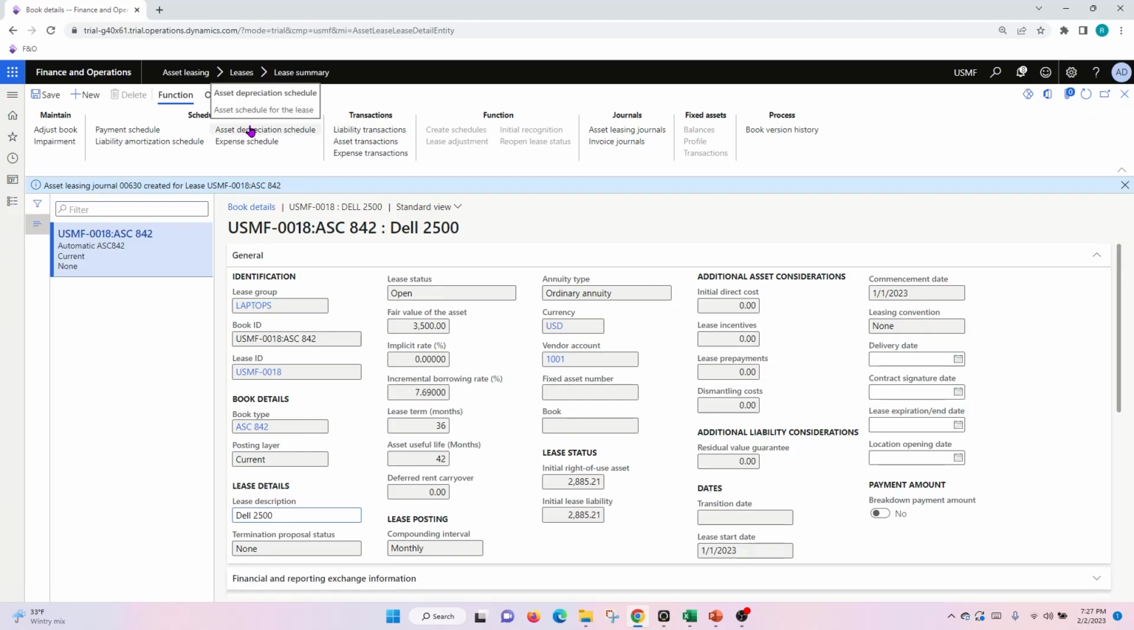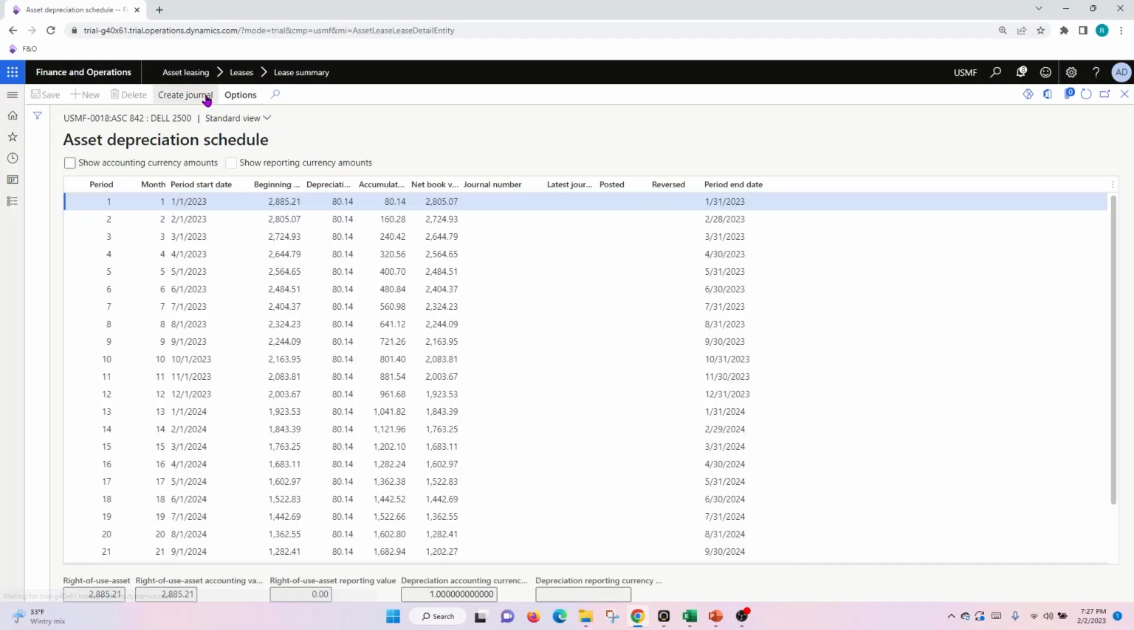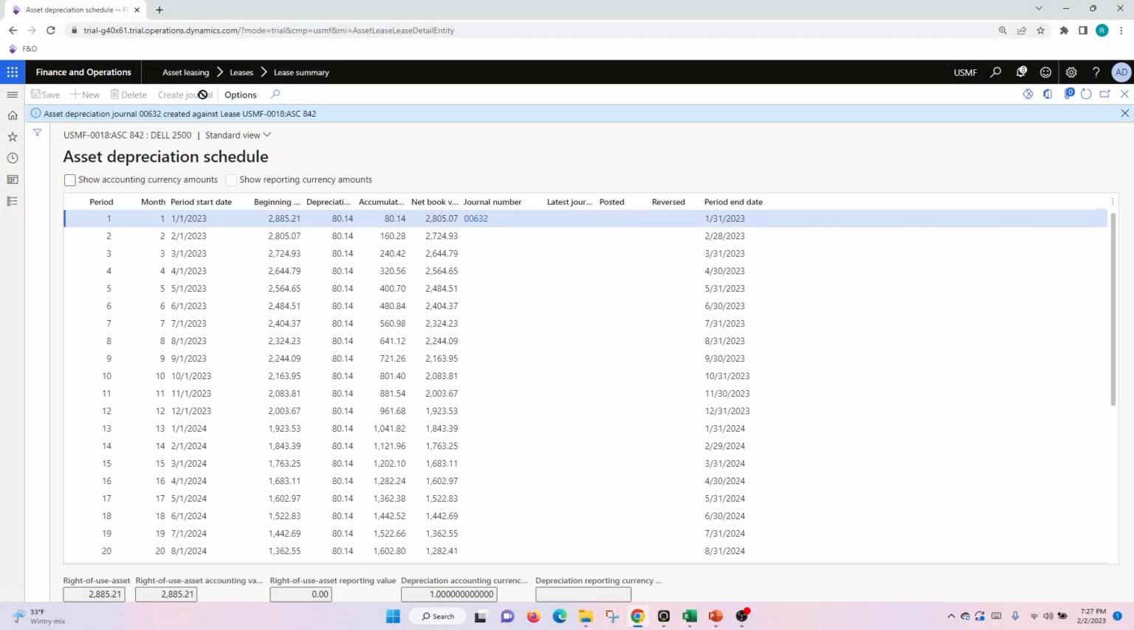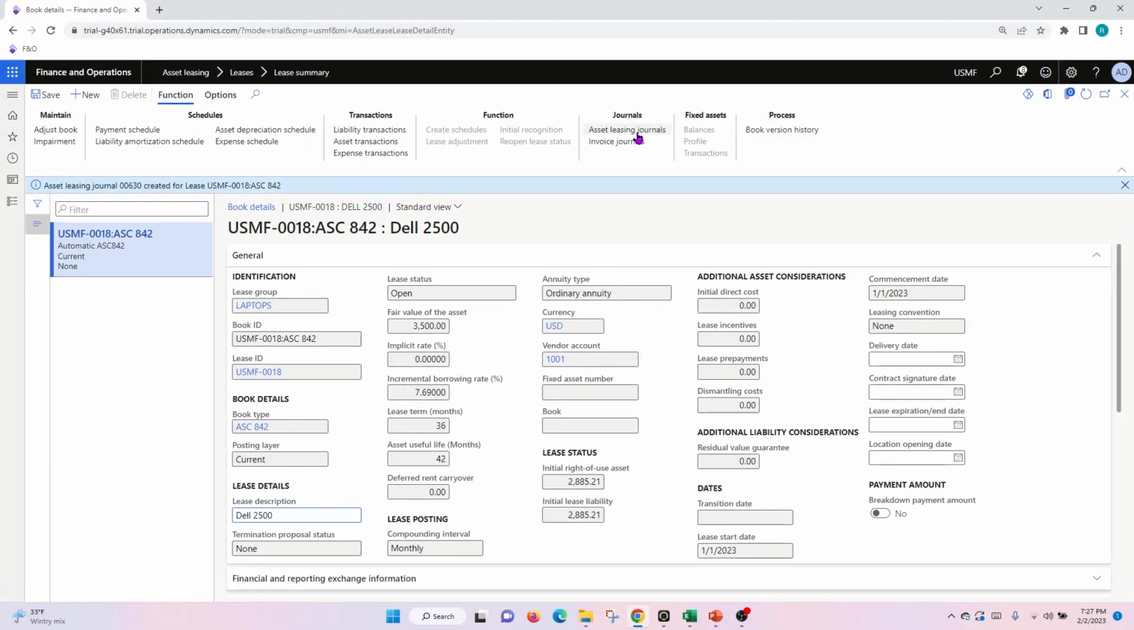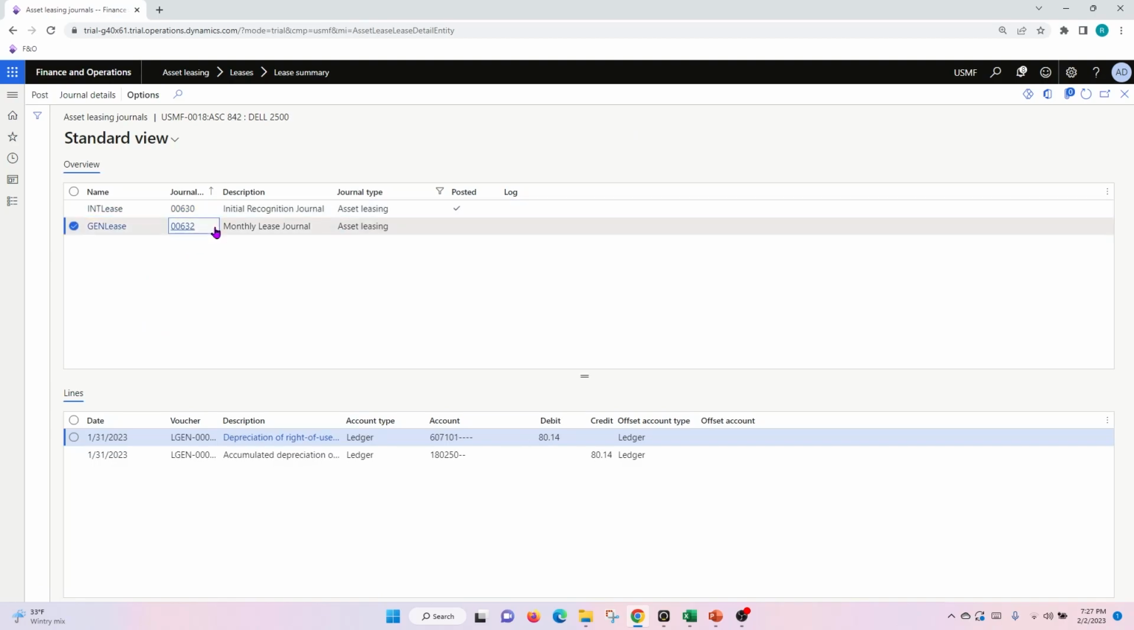The next one is the asset depreciation. So just click here, create journal. Now we can either go back here to asset leasing journals, select the second entry here, and now you can see the debit to depreciation expense and a credit to accumulated depreciation. So I will post.